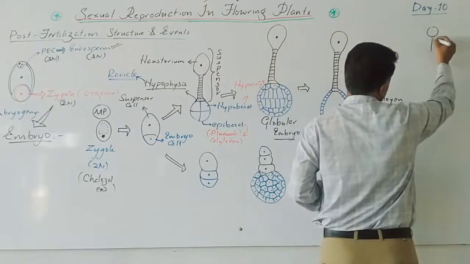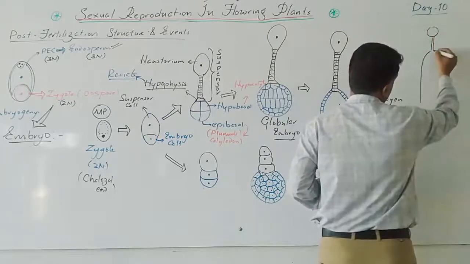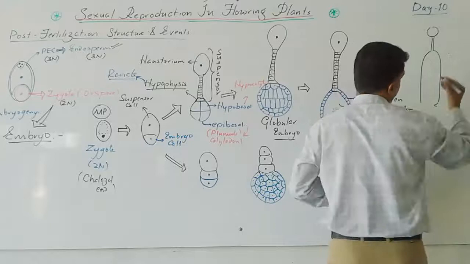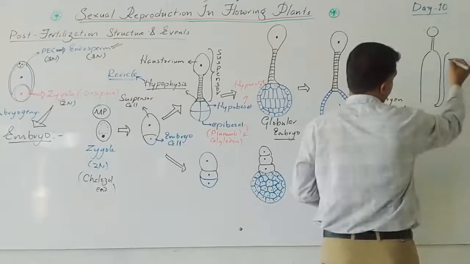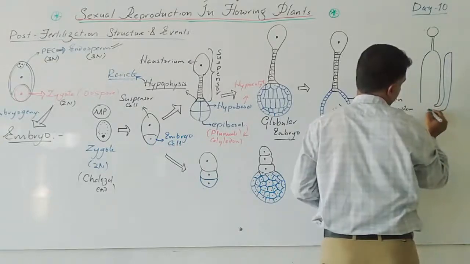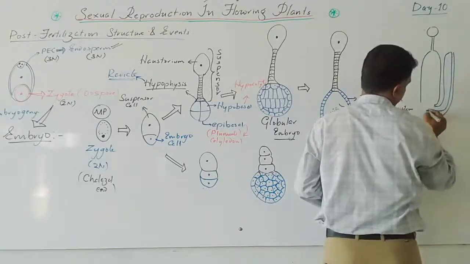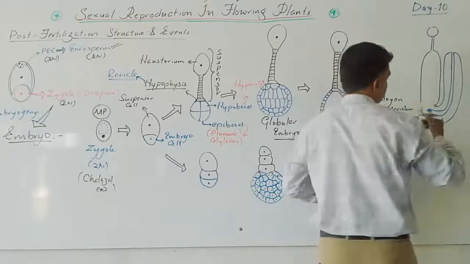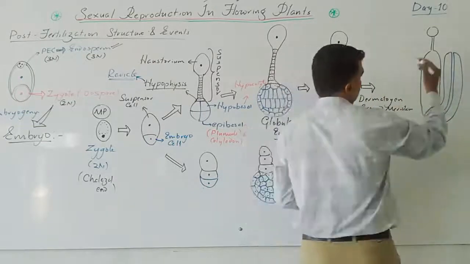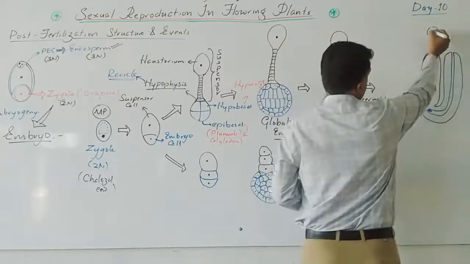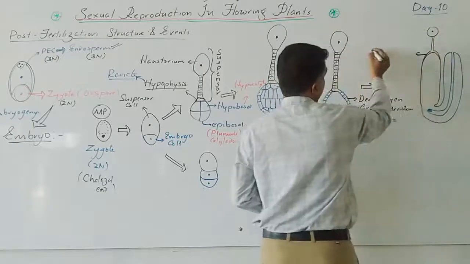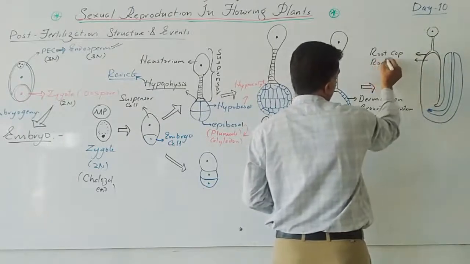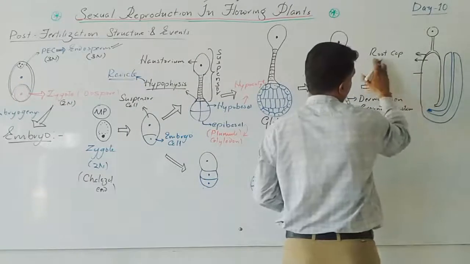So this is a suspensor, I will draw it a little bit shorter, and this is a hypophysis structure, and the cotyledon I will show with a different color. So this is a mature embryo, fully formed. Now if you observe this one, this is as usual the suspensor and suspensor cell. This is a root cap. This is the root, and this complete structure is called the radicle.